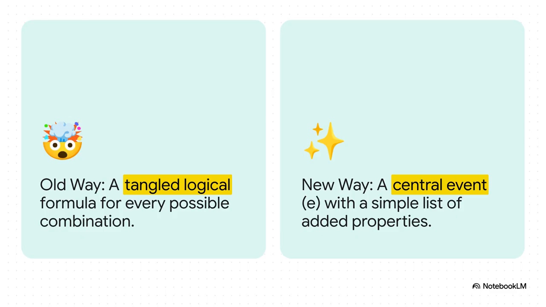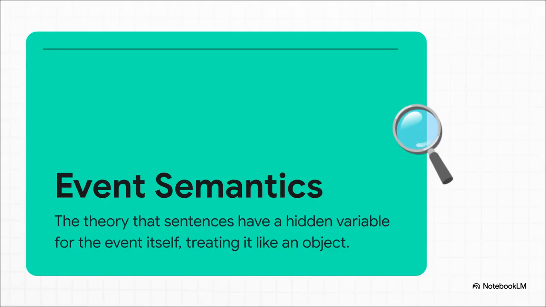It says there was one central event, let's just call it E, and then you just list the facts about it. E was a chopping. The chef was the agent of E. It was quick. It was done with a knife. Each detail is just another simple fact we're adding about the very same event. And this whole idea has a name, event semantics. It's this simple but really profound idea that our action sentences have a hidden variable for the event itself. And that just unlocked a whole new way to analyze the grammar of actions with incredible precision.